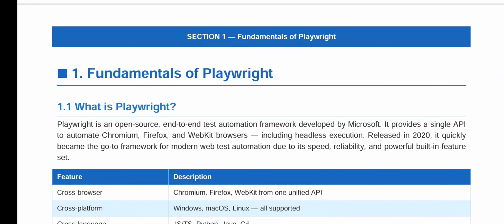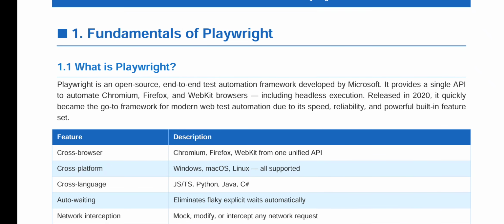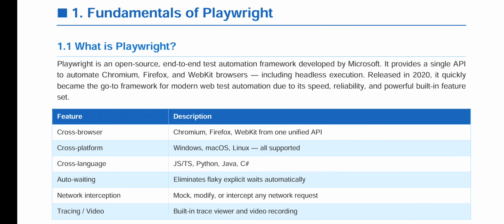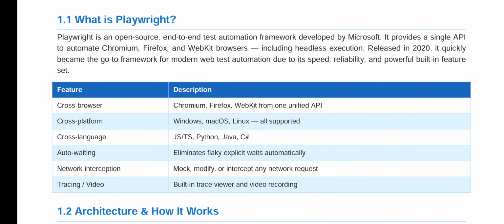In section 1 we have talked about the fundamentals of Playwright. Okay, so here we have discussed what is Playwright. Playwright is an open source end-to-end test automation framework developed by Microsoft. It provides a single API to automate Chromium, Firefox and WebKit browsers, including headless execution. Okay, it has been officially released in 2020.